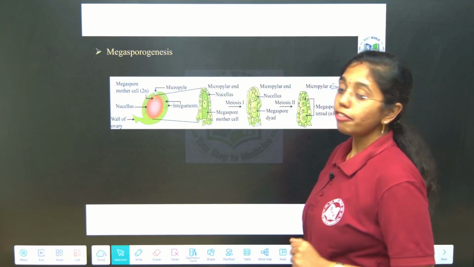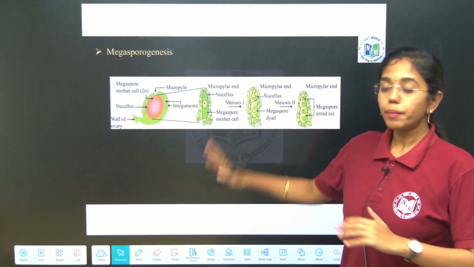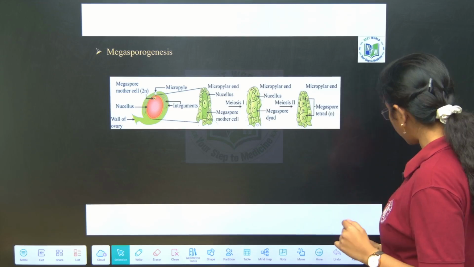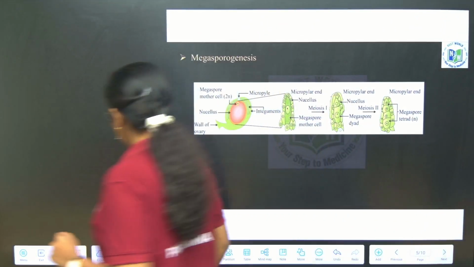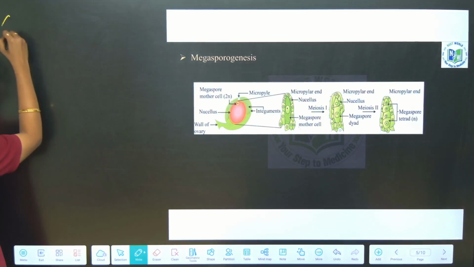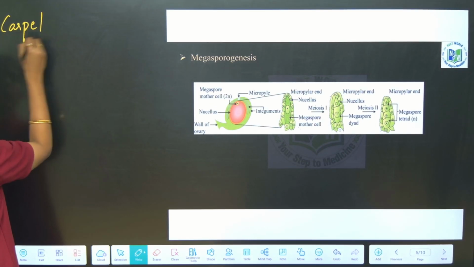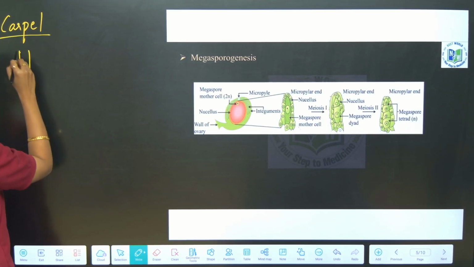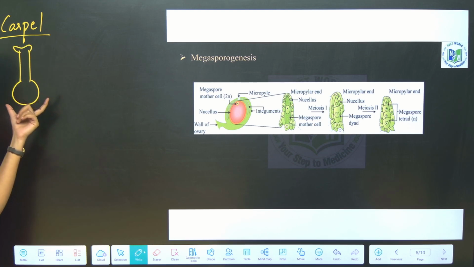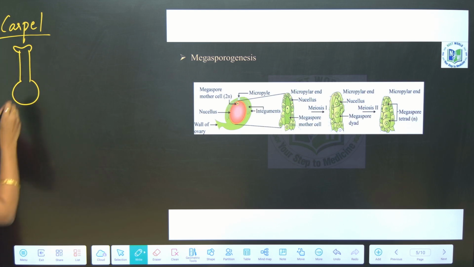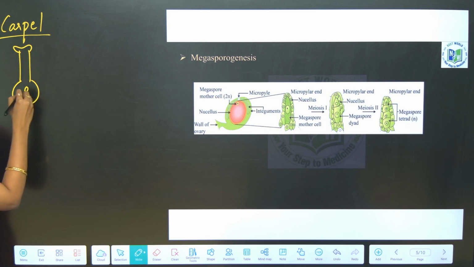Now, megasporogenesis. Before dealing with megasporogenesis, I will give you a quick idea of the female reproductive structure. Let us take a single carpel unit. We all know a single carpel unit will have what? Stigma, style, and the basal bulged portion is the ovary. This ovary will consist of ovules. It can be a single ovule or many ovules. This arrangement of ovules inside the ovary is called placentation.